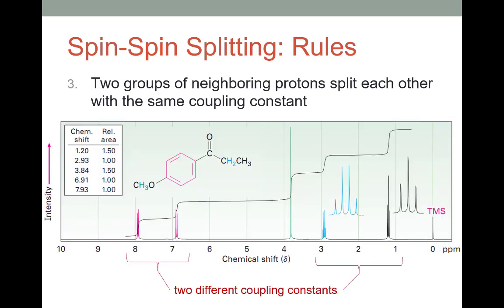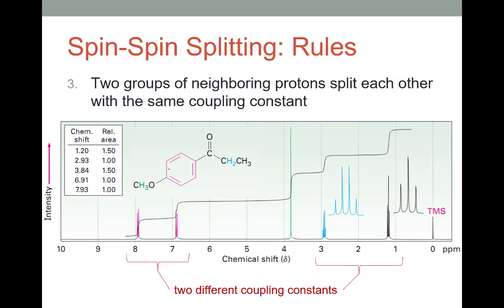And furthermore, 2 groups of neighboring protons will split each other with the same coupling constant. I mentioned this when we talked about coupling constants before. So before we get into that, I want to look at this diagram. We've got a complicated molecule now. We have 4 different types of protons. We have the methoxy protons over here on the left, directly connected to an oxygen. We'd expect those in that 3 to 5 kind of range right here.